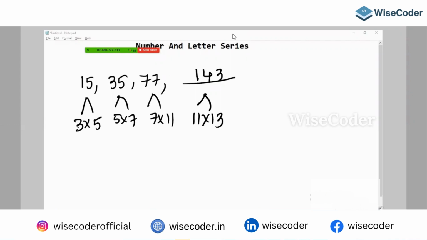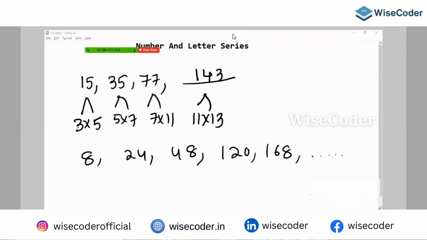If you look at the next series, let's take a series like this: 8, 24, 48, 120, and 168. What is the next number? If you closely observe, the second term, 24, is 3 times the first term, and the third term is 2 times the second term. But after that, it doesn't follow this pattern anymore.